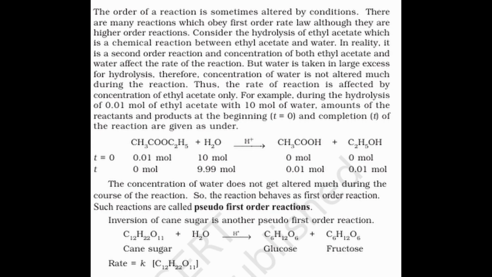Sometimes, a reaction appears to be first-order, although more than one reactant is involved. This happens when one reactant is present in large excess, so its concentration remains nearly constant throughout the reaction. Such reactions are called pseudo-first-order reactions. Examples include the acid-catalyzed hydrolysis of ethyl acetate and the inversion of cane sugar.